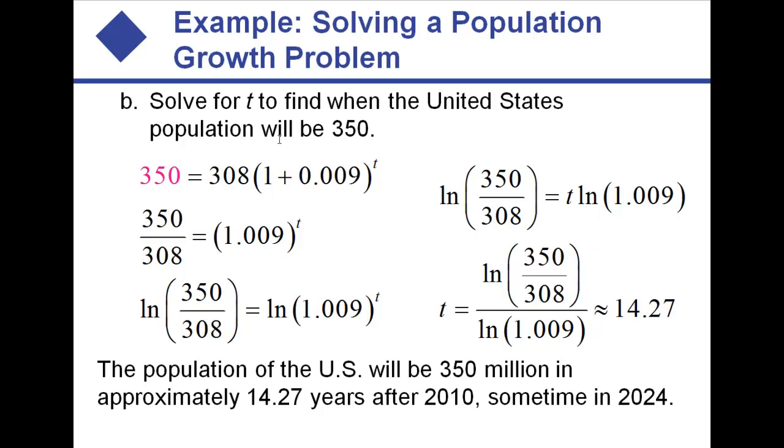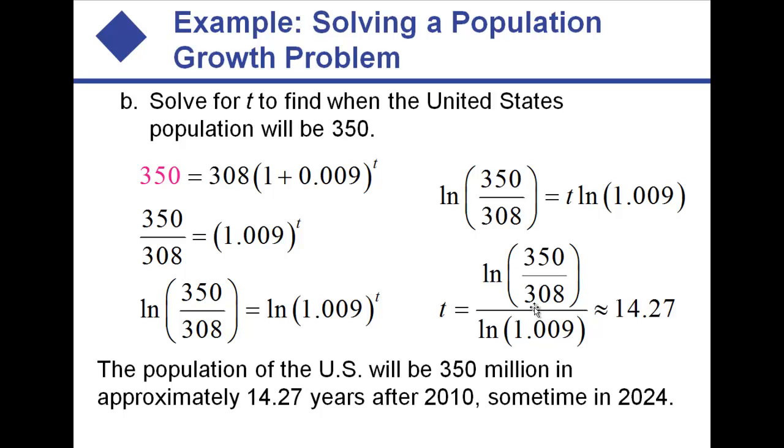They want us to figure out when the population will be 350. So that's the output, right? 308 was the initial amount. There's our growth rate. There's our T. All we've got to do is solve for T. So we isolate it, divide by the 308, take the natural log of both sides, because that brings the T down in front. Then divide both sides by the natural log of 1.009, and this is what T is.